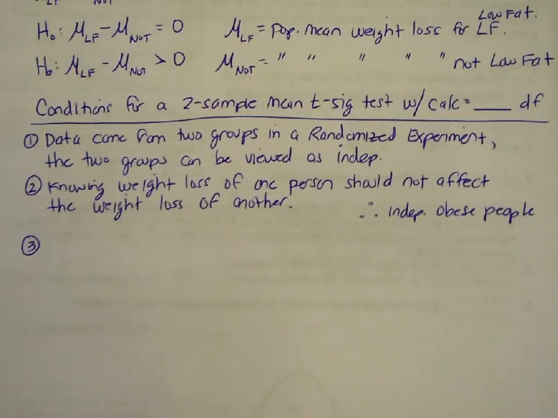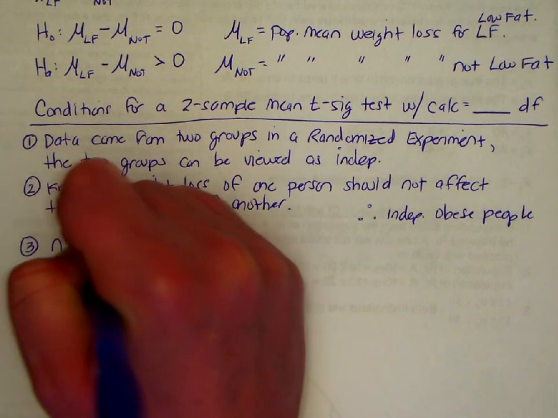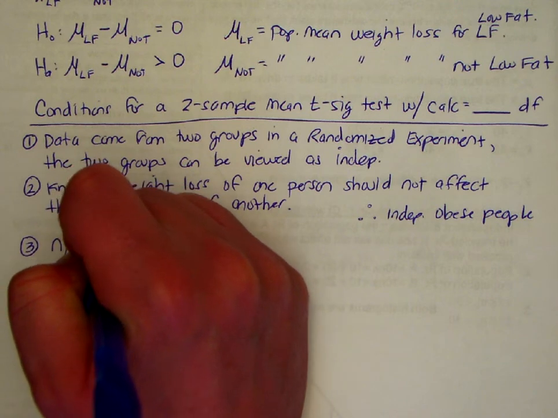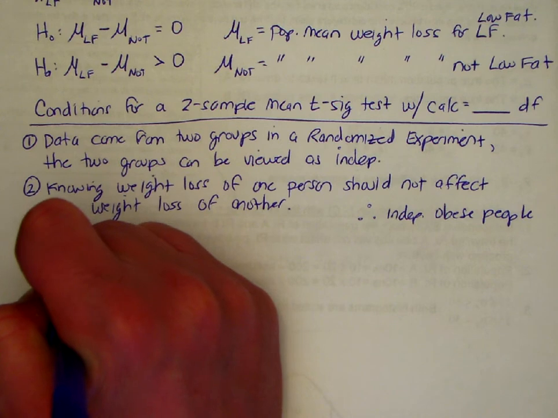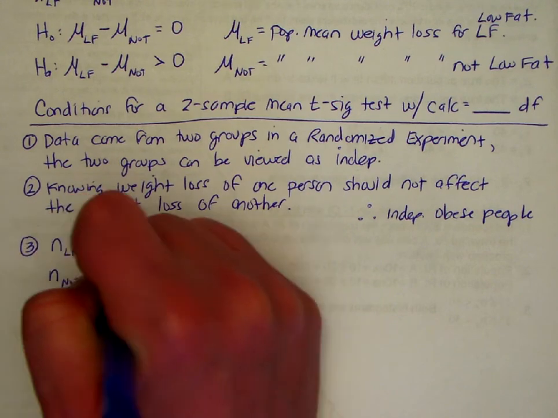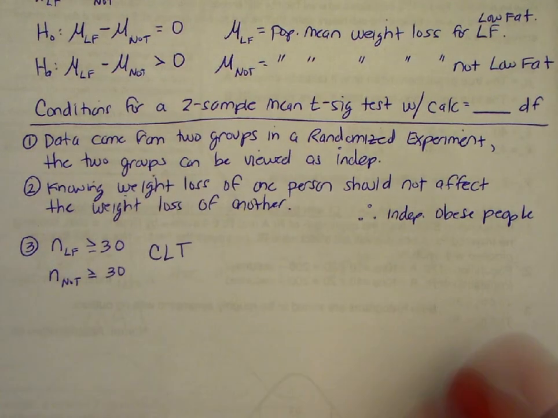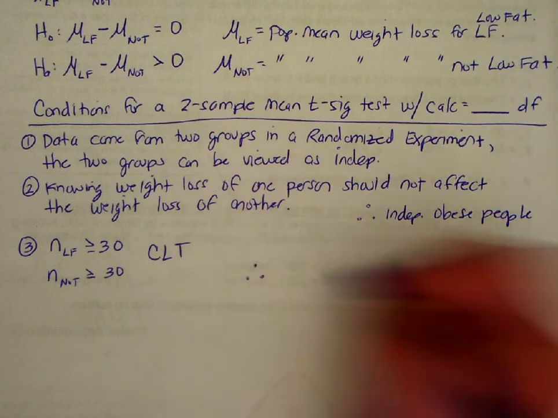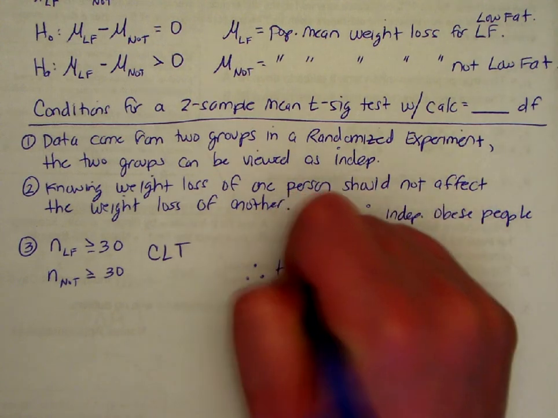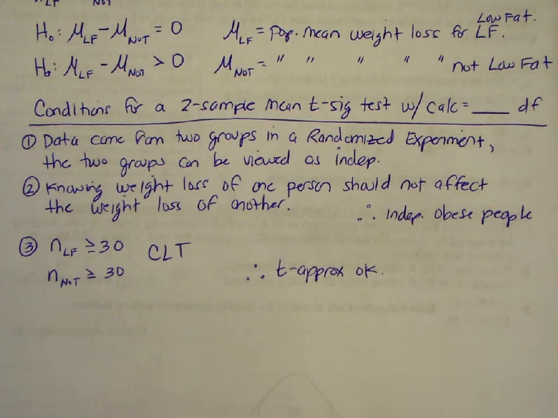We've got 2. So N of low fat is greater than or equal to 30, and N of not low fat is also greater than or equal to 30. So the central limit theorem will work. It'll say that both of these distributions will be approximately normal. So a T approximation is okay to proceed.